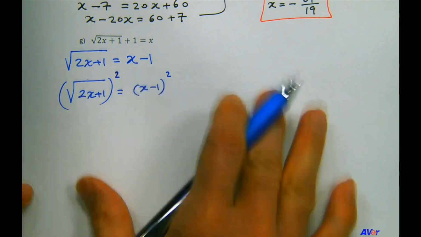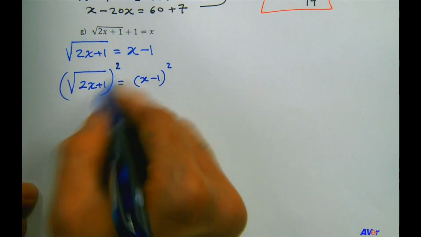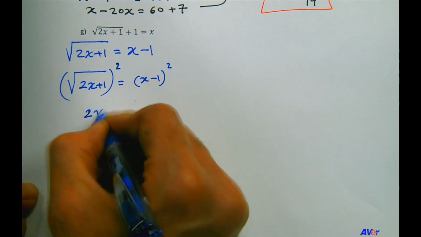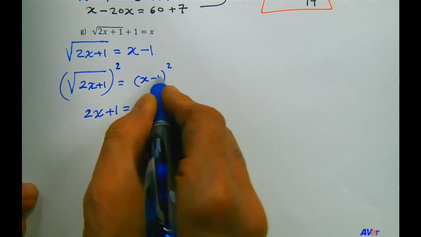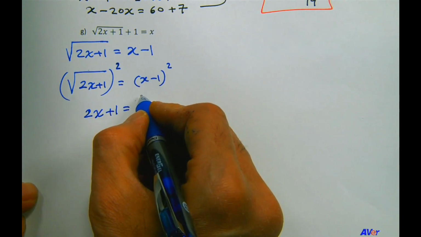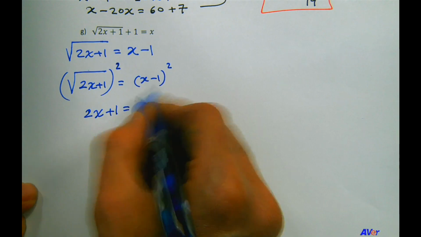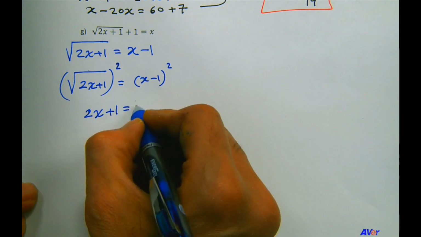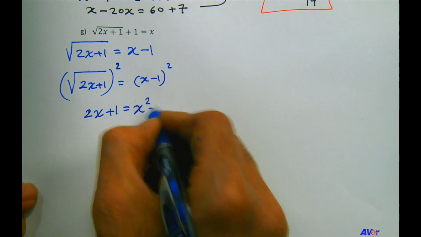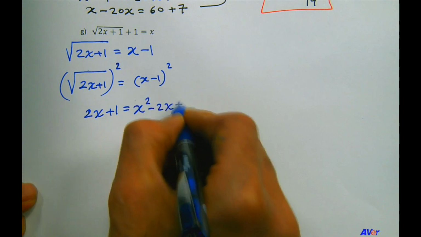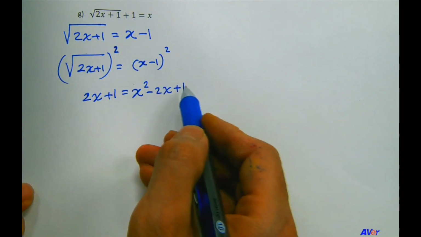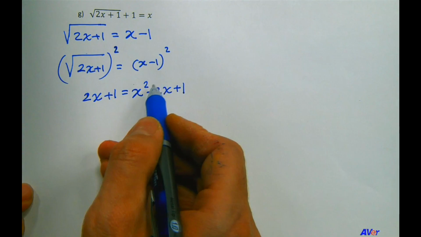Okay? So on the left, things become easy because the square and the square root cancel each other out. We end up with 2x plus 1. On the right, we need to expand this. If you remember the special product formulas like I've asked you to, this would be much easier. If not, you can just FOIL this. So x squared minus 2x plus 1, right? So this is a quadratic equation, so let's move everything to one side and set it to 0.